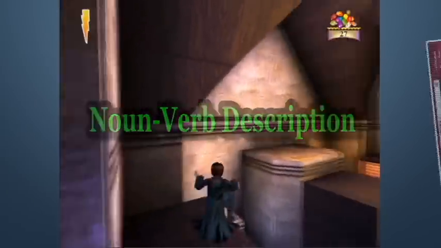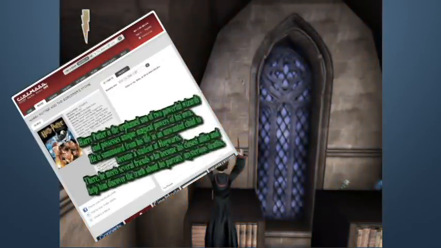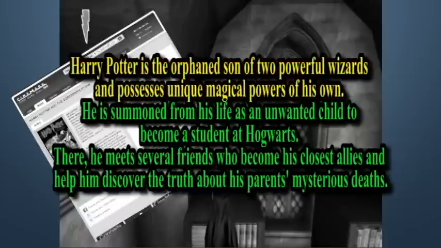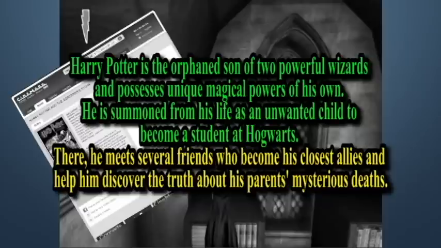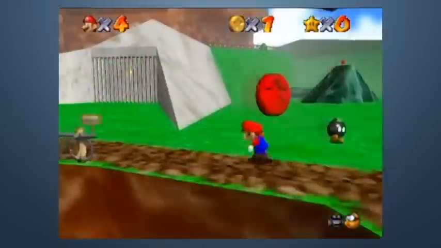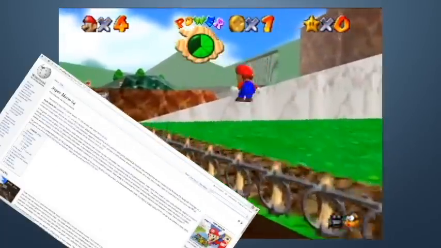I'll elaborate. Here's the Cinemark citation for Harry Potter and the Sorcerer's Stone, which I trimmed to keep short. Harry Potter is the orphan son of two powerful wizards and possesses unique magical powers of his own. He is summoned from his life as an unwanted child to become a student at Hogwarts. There, he meets several friends who become his closest allies and help him discover the truth about his parents' mysterious deaths.